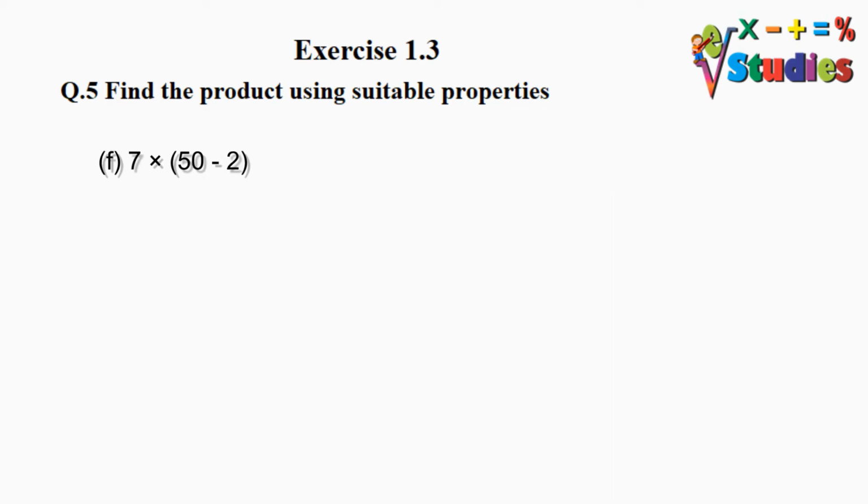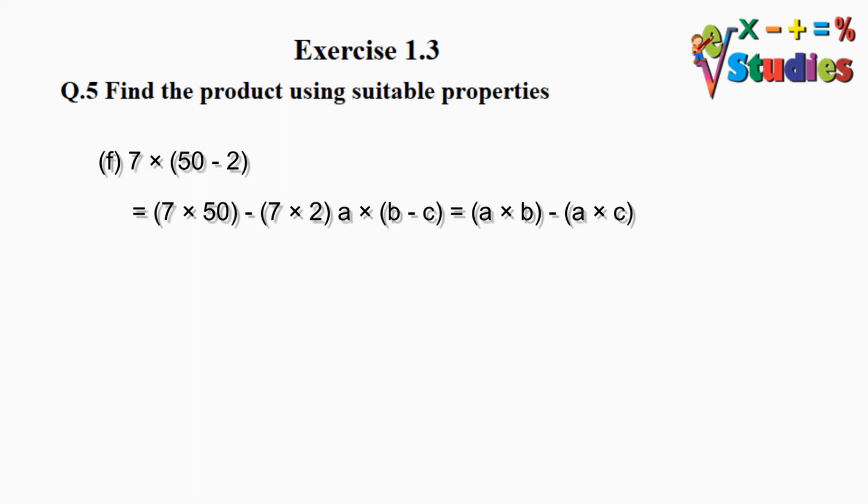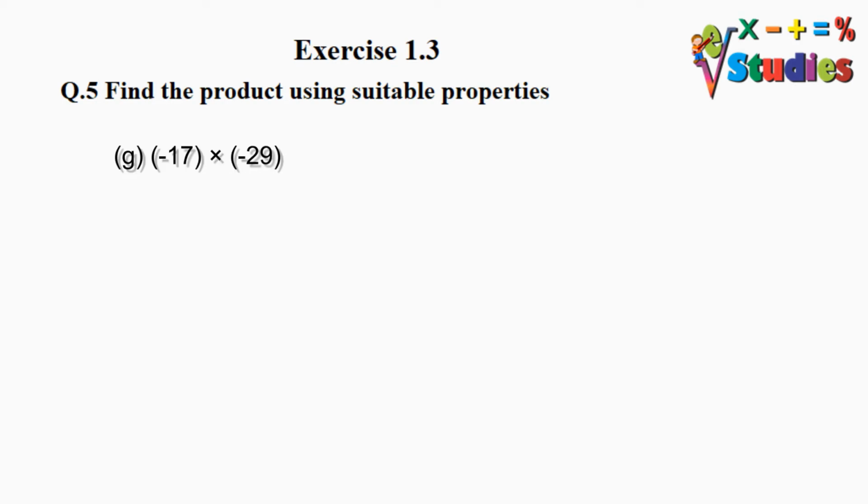The next one we have is question number 5f, and using a distributive property here, we can multiply 7 with 50 and then subtract 7 multiplied by 2. So when you multiply 7 with 50, you would get answer 350, and then when you multiply 7 with 2, you get answer 14. So 350 minus 14 will give us 336. Next one we have is question number 5G.